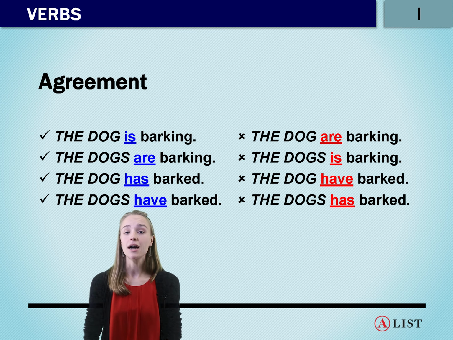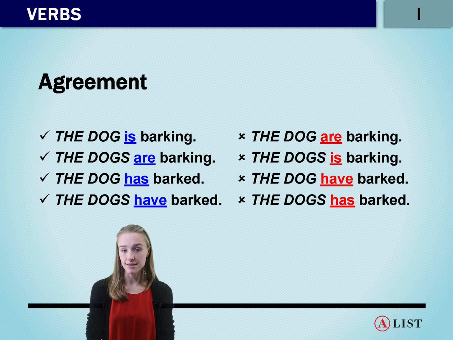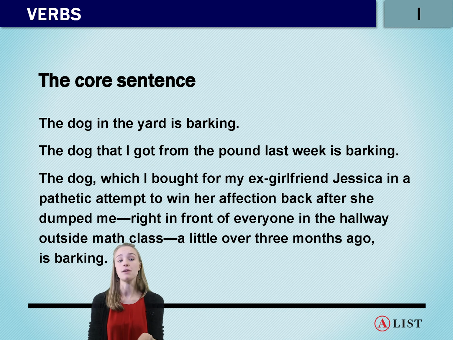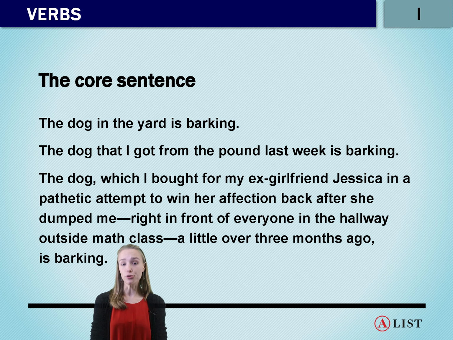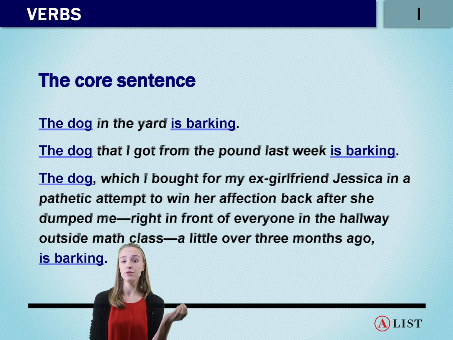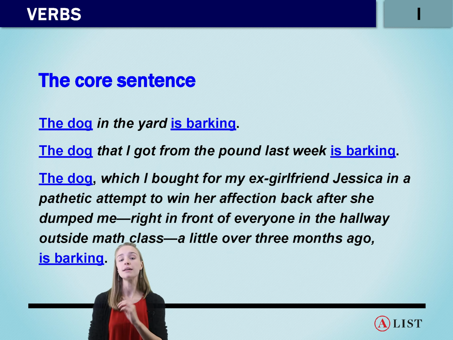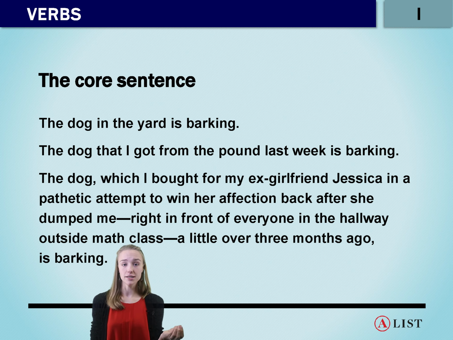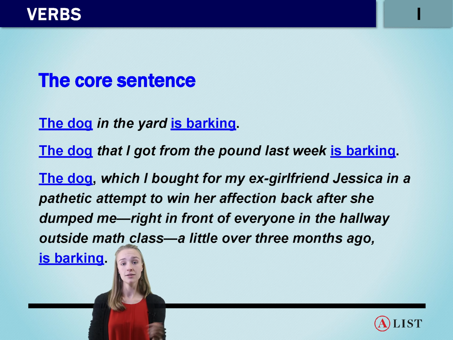All right, so let's look at a couple of examples of core sentences. So again, we're trying to find our subject and our verb. So the first example, the dog in the yard is barking, we still need to look for subject and verb agreement. So we have our singular subject, the dog, and we have our singular verb, is. In our next example, we have the dog that I got from the pound last week is barking. Even though there's more stuff in between our subject and verb, we still are making sure that we have a singular subject, the dog, and a singular verb, is barking.